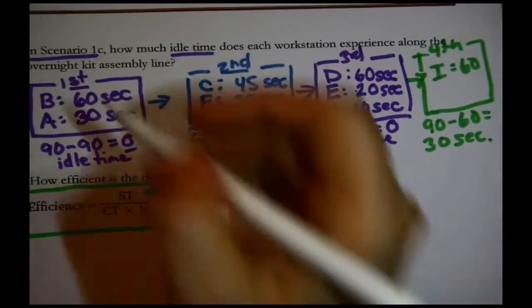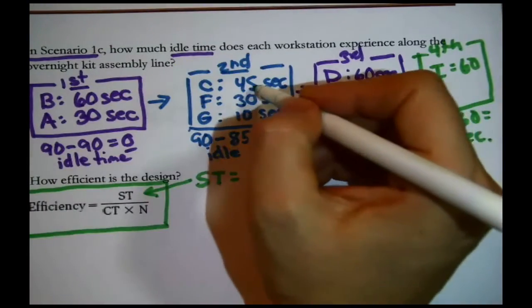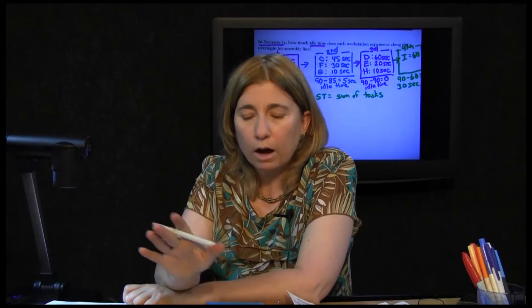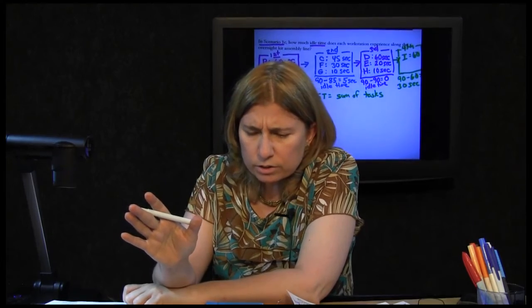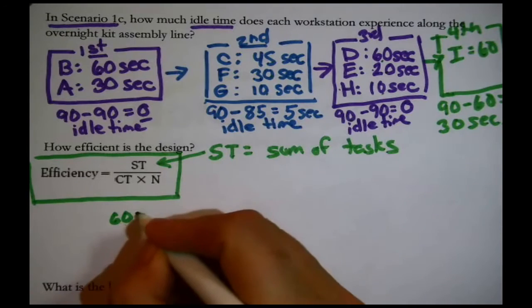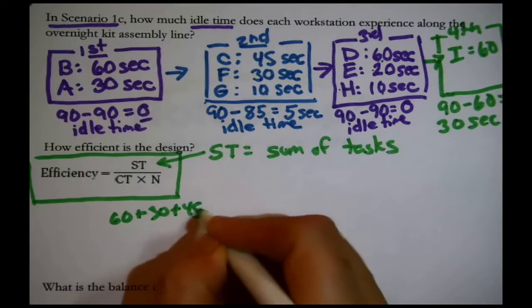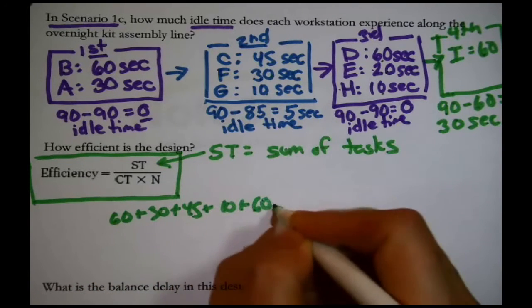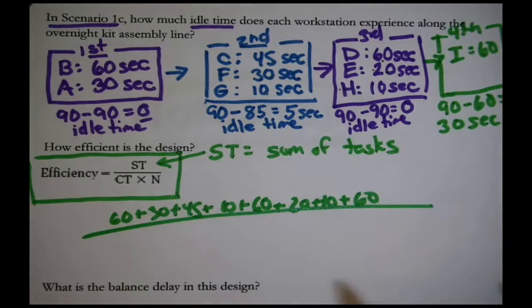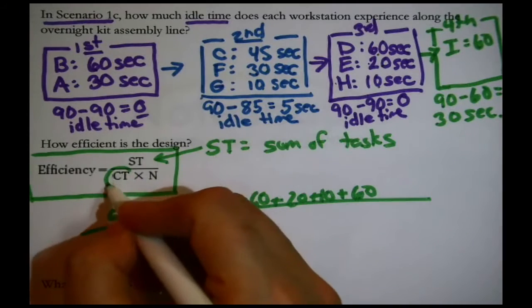Easy. That is 60 plus 30 plus 45 plus 30 plus 10 plus 60 plus 20 plus 10 plus 60. The sum of tasks is there are these original tasks that you were trying to assign to stations. Just add up the total amount of work that's there. I did that: 60 plus 30 plus 45 plus 30 plus 10 plus 60 plus 20 plus 10 plus 60. That's all the numerator.